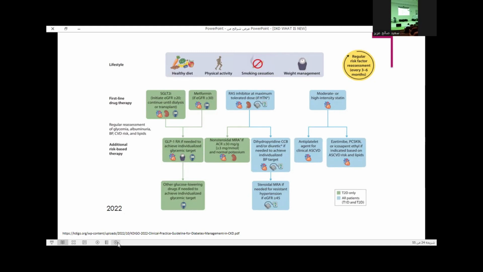In terms of the second line therapy, the GLP-1, it's one of the agents to control the blood sugar, and also showed a cardiac protection and promising renal protection. Also, we have the non-steroidal mineralocorticoids as a cardiac and renal approval for controlling of the albuminuria and hypertension. This medication is recently just added to the guideline from 2022.